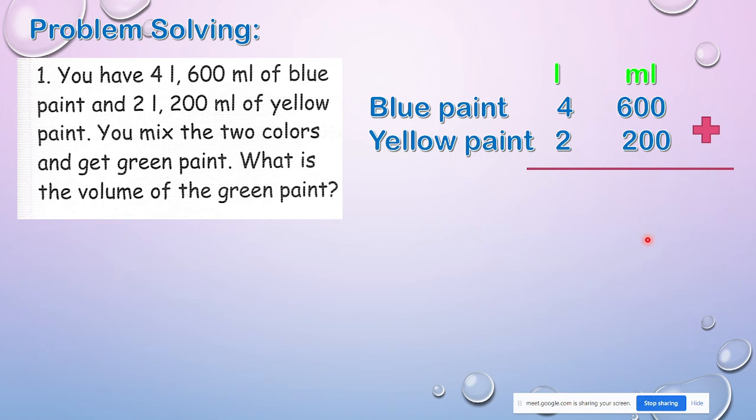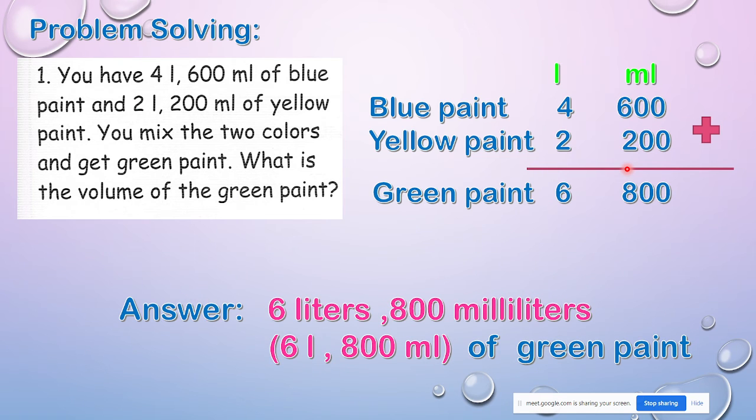So how will you do that? First, you start with the ml. 600 plus 200 is equal to what? 800 ml. How about the liters? 4 plus 2 is 6 liters. So the answer is 6 liters, 800 milliliters.